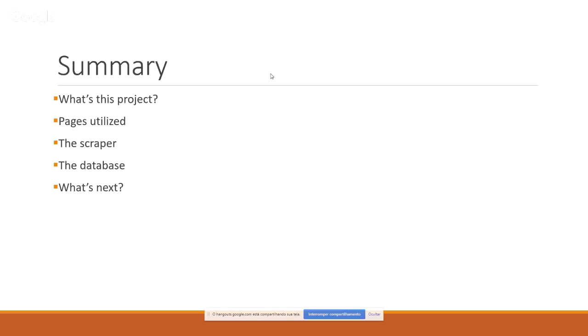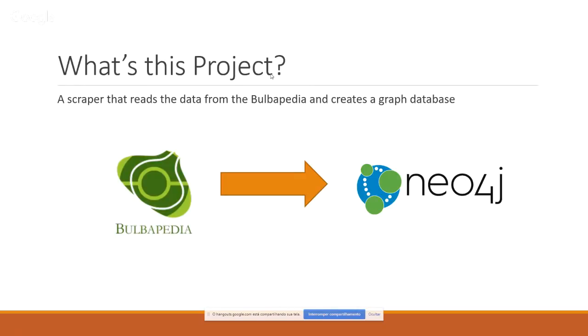This is a quick summary of my presentation. I'm going to talk about what this project is, the pages that I utilized, the scrapper, the database, and what I'm planning for this project. The project is kind of simple. It's a scrapper that reads the Bulbapedia pages and transforms them into a Neo4j script.